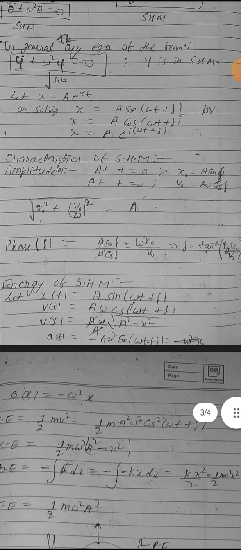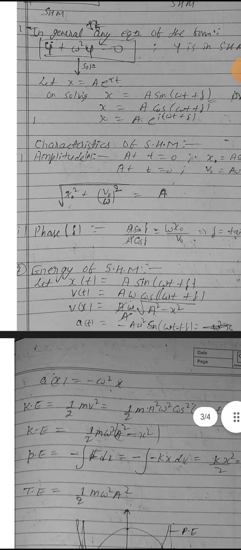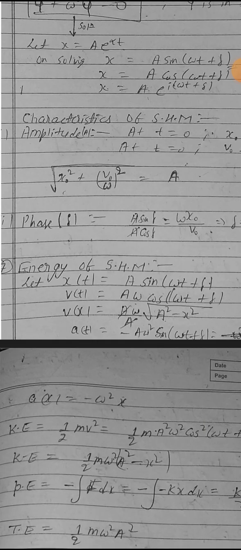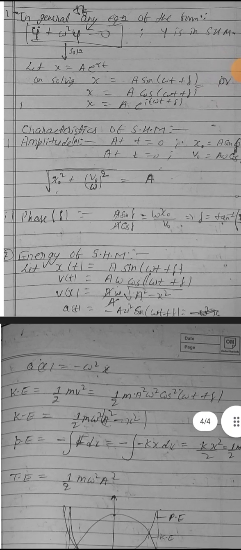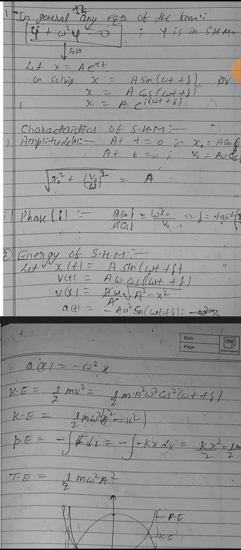So on solving we get the final amplitude A equal to under root of x naught square plus (v naught by omega) whole square. You can remember this, and it would be very useful: the amplitude of SHM is equal to the square root of x naught square plus (v naught by omega) whole square, where x naught is the position of the body at t equal to 0, v naught is the velocity of the body at time t equal to 0, and omega is the angular frequency of SHM, right? And the value of omega is under root k by m.